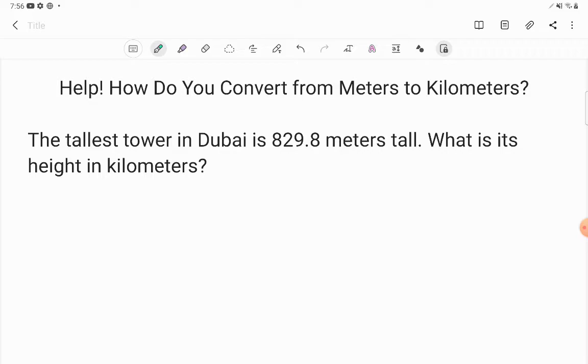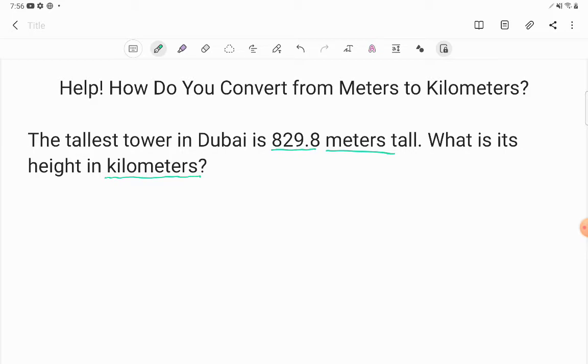It says the tallest tower in Dubai is 829.8 meters tall. What is its height in kilometers? Now, this is a conversion problem. We have a number in one form. In this case, the form that they gave it to us is meters. So we have a number in meters, and they're asking us to convert it, to change it to an equivalent value, the same amount, this time in kilometers.